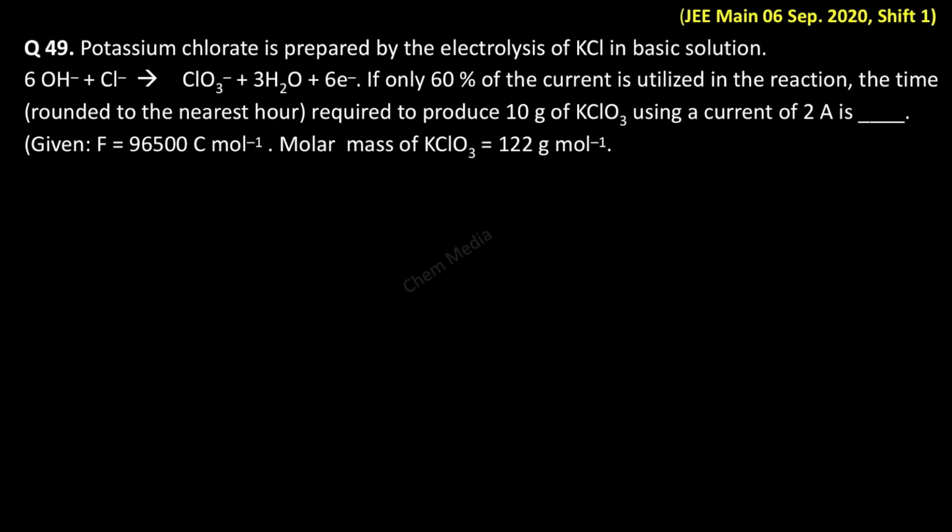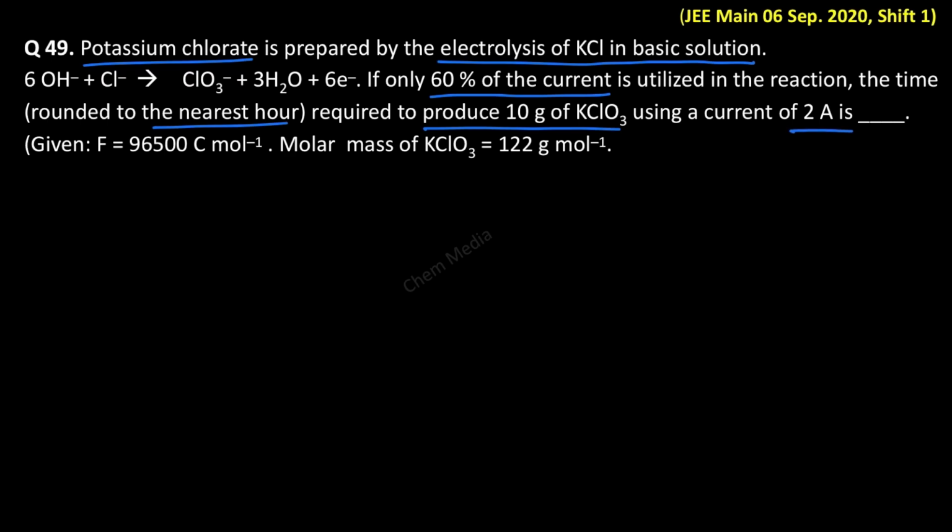Hello everyone, here's a question from electrochemistry. Potassium chlorate is prepared by the electrolysis of KCl in basic solution. If only 60% of the current is utilized in the reaction, the time required, to the nearest hour, to produce 10 gram of KClO3 using a current of 2 ampere is how much?